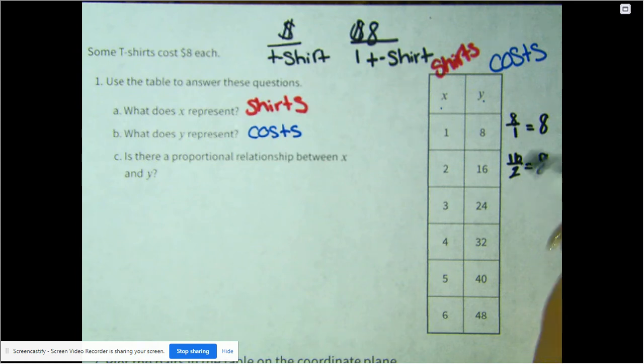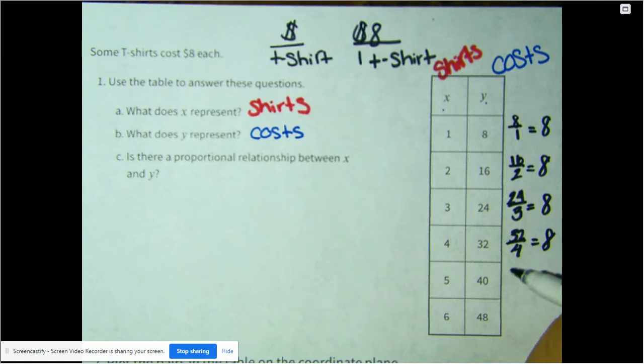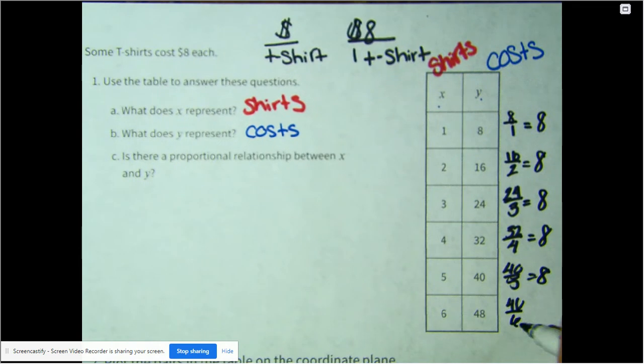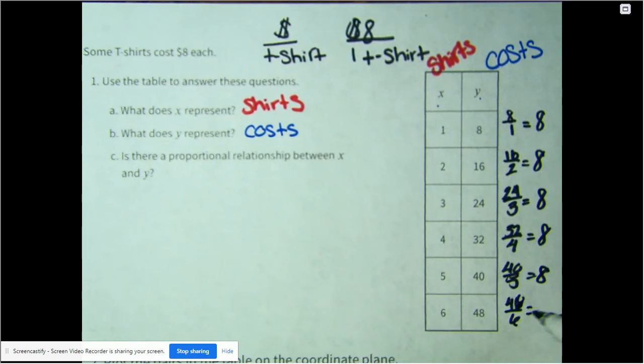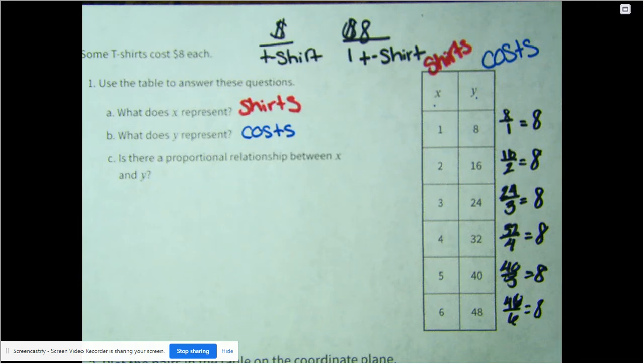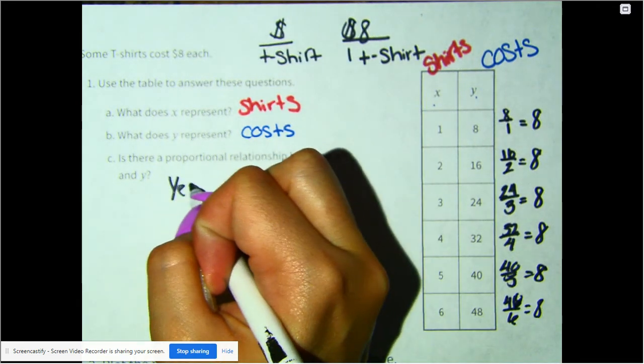And again, this is all review from the proportional relationship unit that we've been working on. 24 divided by 3 is 8. 32 divided by 4 is 8. 40 divided by 5 is 8. And 48 divided by 6 is equal to 8. So yes, this is a proportional relationship.